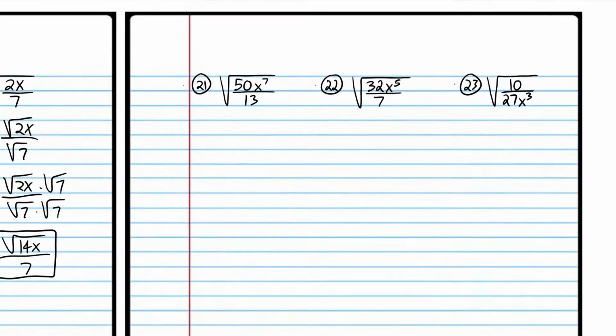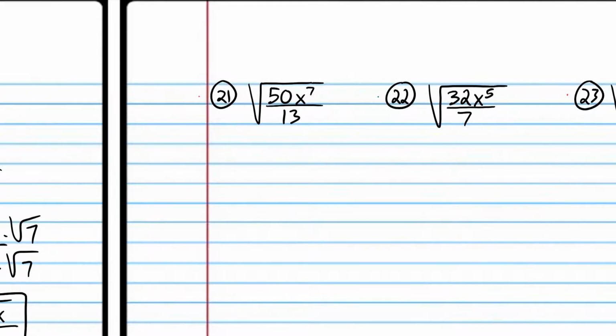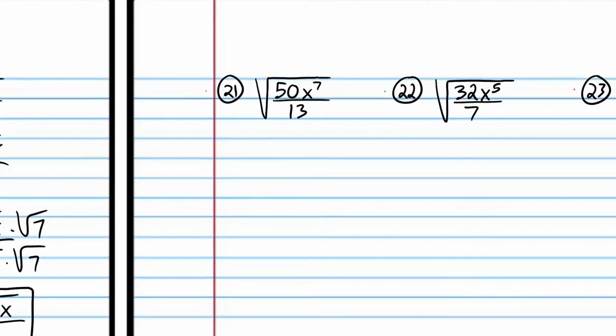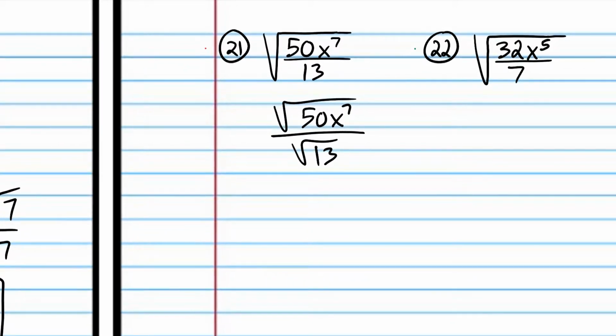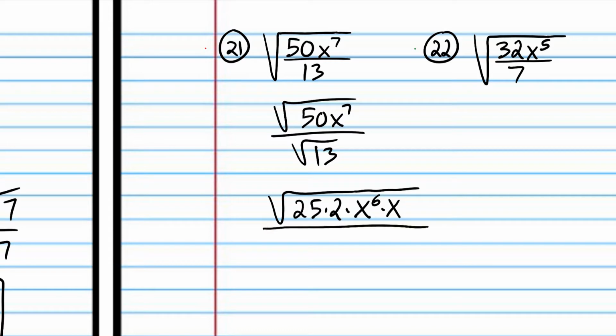On to 21. Now, number 21, there's a perfect square inside the numerator, so we're going to have to deal with that. But first, we're going to use that basic principle. We're going to square root the numerator and the denominator. Then I'm going to pull out the perfect square in the numerator first, and I'm going to deal with the root in the denominator later. So that's going to be 25 times 2 times x, and I have to pull out the perfect square inside the x's also. So that's why I factored that.